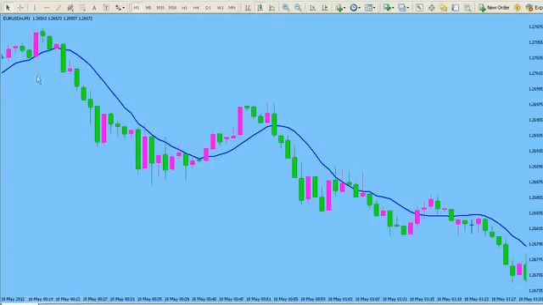Now, there's that same price action, but look at how much cleaner that looked. You have the in on the 10 and the out on the 10.